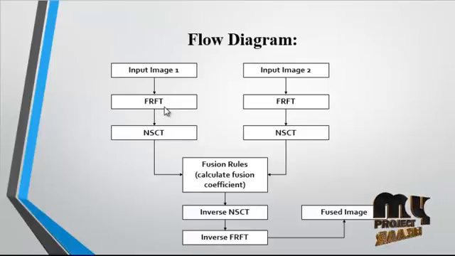After the FRFT conversion, the transformed image goes to the NSCT module. NSCT is abbreviated from non-subsampled contourlet transform. Then the transformed image is taken for the fusion rules. The fusion rules consist of calculating the fusion coefficients of the frequencies of the separate images. Then the inverse NSCT transform is applied. After inverse NSCT, the fused image comes out from the NSCT.